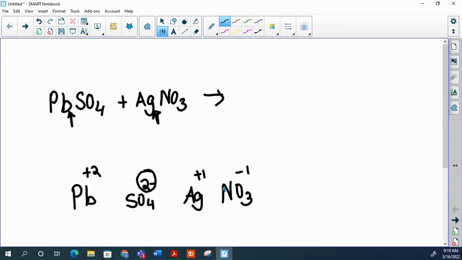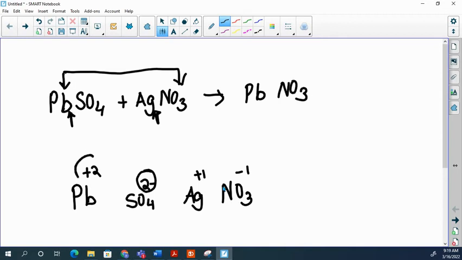So now we know the charges on each of them, and we know that this is going to be a double replacement reaction. We can complete the reaction. PbSO4 will break down into ions. Pb will go with nitrate. So I will write down PbNO3. And the charge on Pb is +2. So that means the subscript for NO3 is going to be 2.